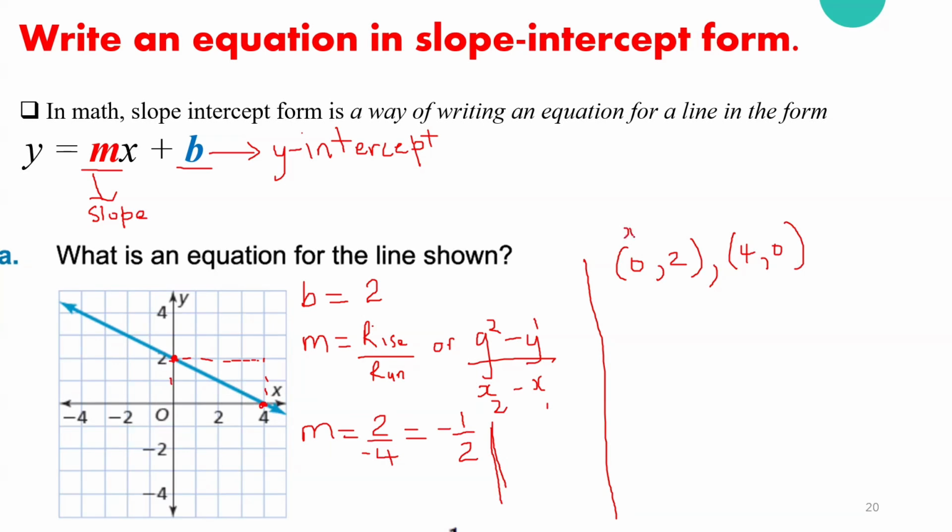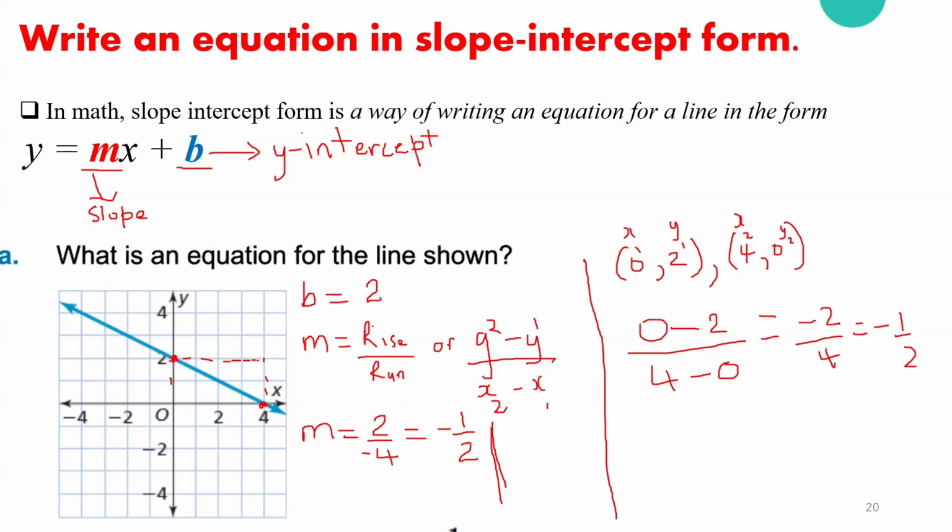I'm going to label them. This is my x1, y1, x2, y2. So my y2 is going to be 0 minus my y1, which is 2, and my x2 is going to be 4 minus my x1, which is 0. So therefore, when I take away those numbers, I get -2 divided by 4. And if I simplify this, I'm going to get -1/2. My slope is -1/2. So whichever formula you use, you should get the same answer for the slope.